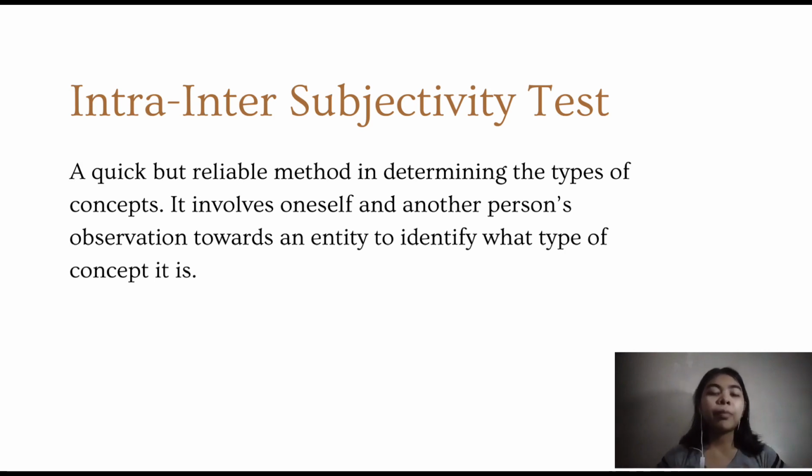It's empirical for me. But if another person wants to see or touch this entity but cannot do so, or if he failed to do so, then this means this entity is not really empirical because it failed the intersubjectivity test. So for an entity to prove whether it's empirical or that it belongs to whatever concept it is, it needs to pass the intra and intersubjectivity test.